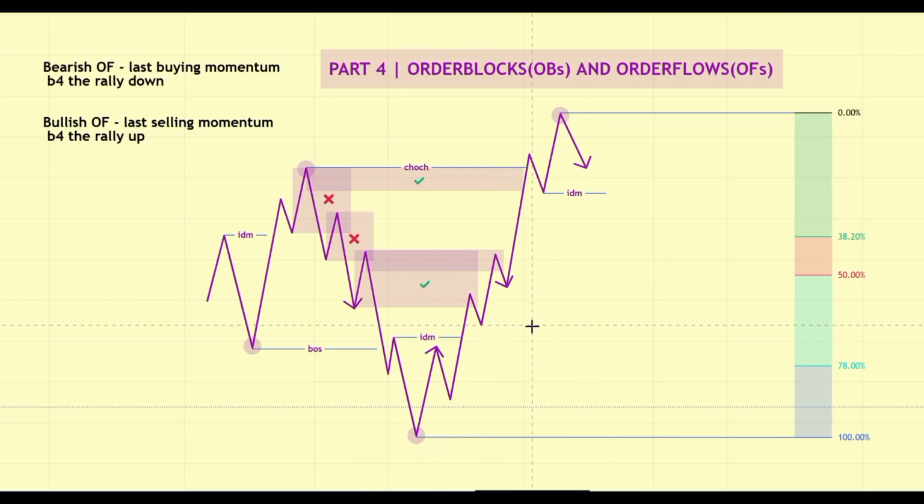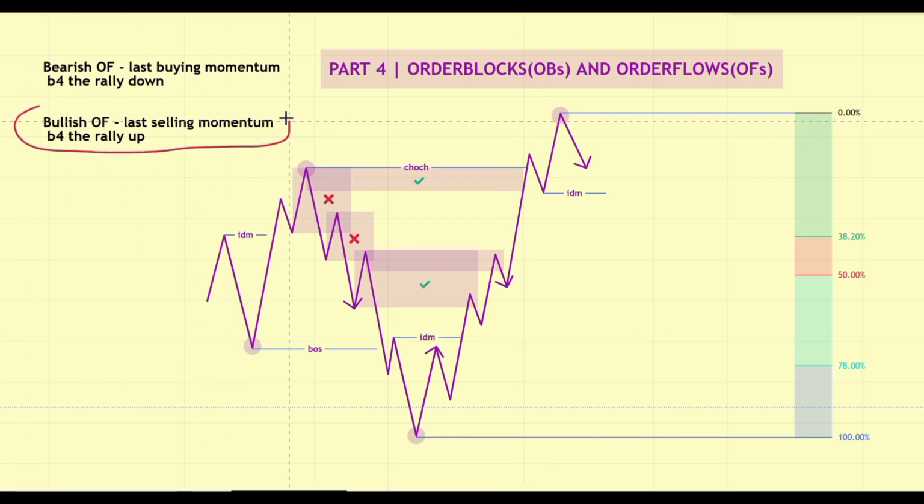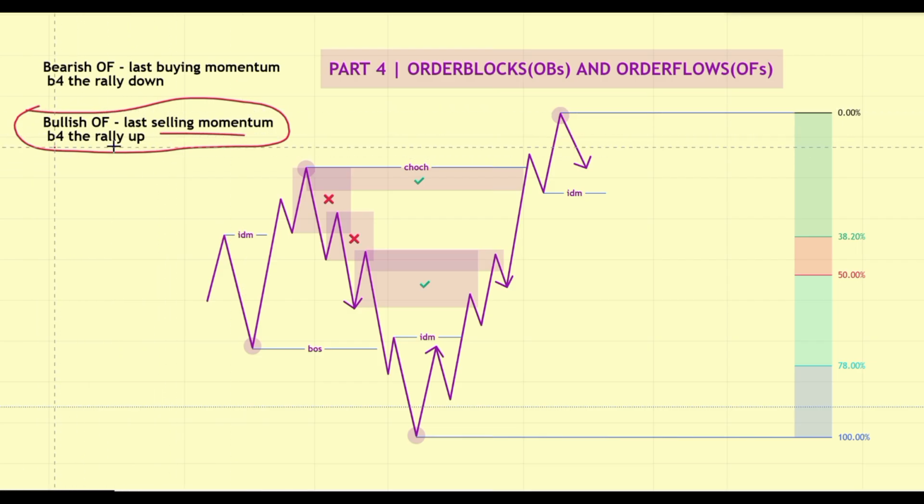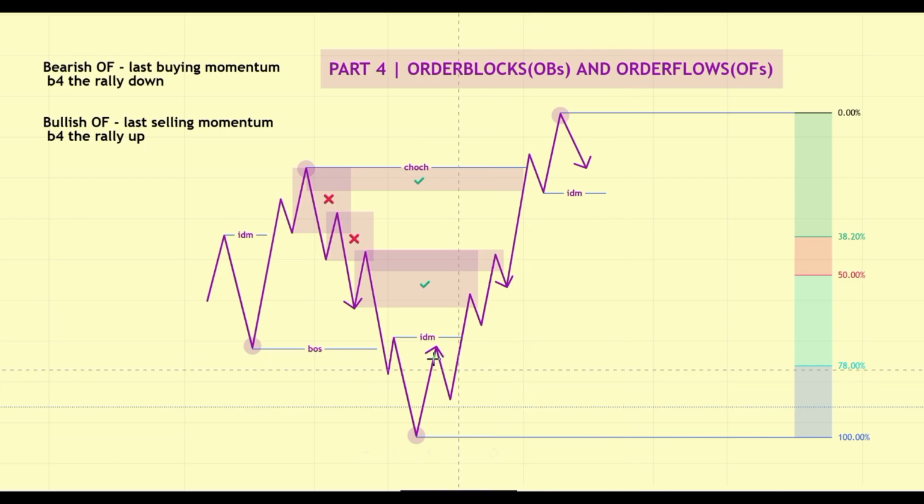All right now, so this here is a bullish scenario, and we say that since we want to be trading with the direction of the trend, because it's always the best idea, then we'll be marking the bullish order flows. And right here on the definition, it says that a bullish order flow is the last selling momentum before the rally up.